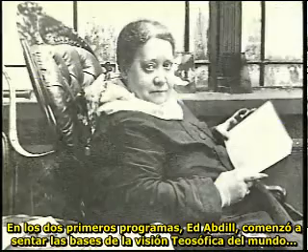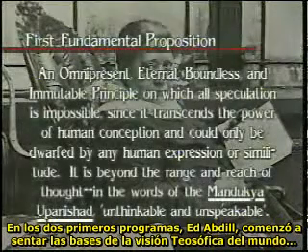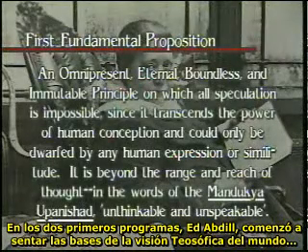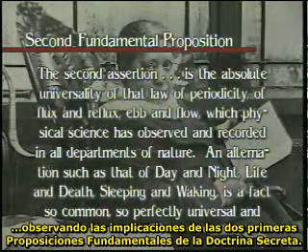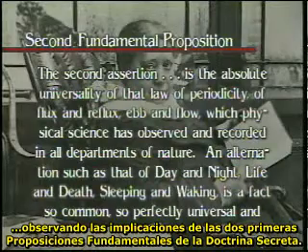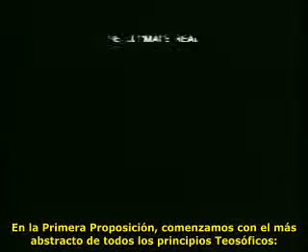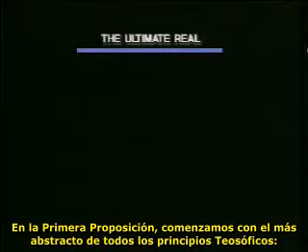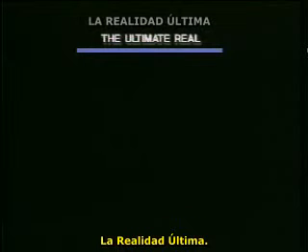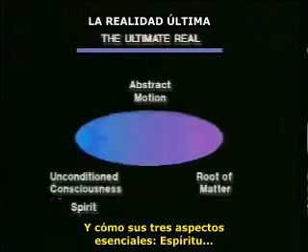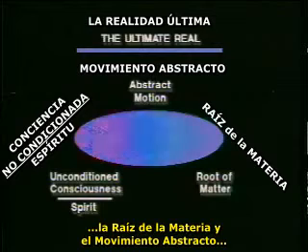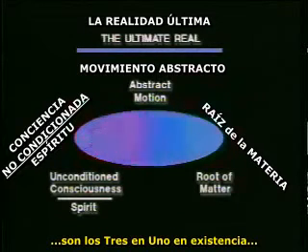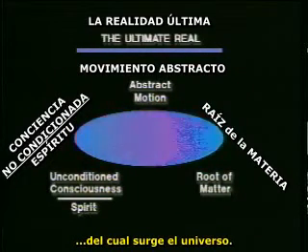In our first two programs, Ed Abdul began establishing a framework for a theosophical worldview by looking at the implications of the first two fundamental propositions of the Secret Doctrine. In the first proposition, we began with the most abstract of all theosophical principles, the ultimate real, and saw how its three essential aspects of spirit, the root of matter, and abstract motion are the existent three in one, out of which the universe springs forth.